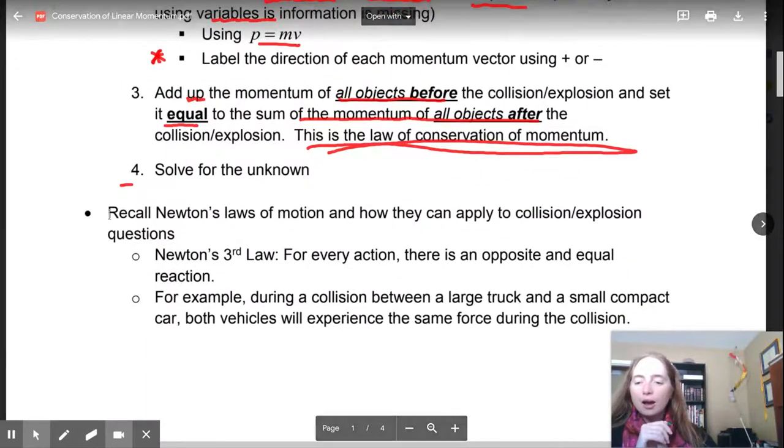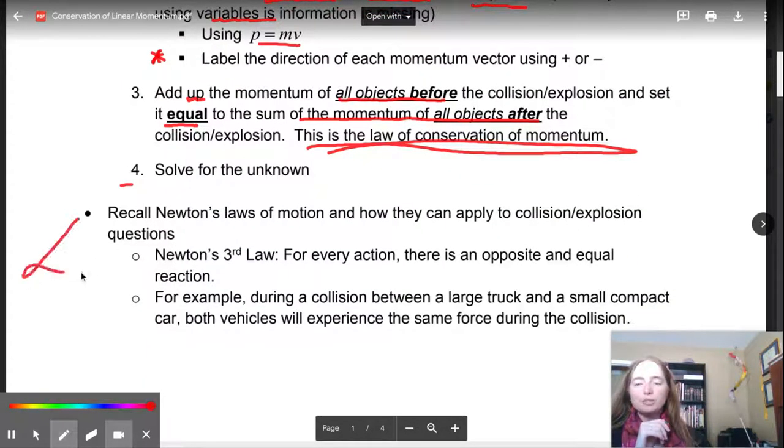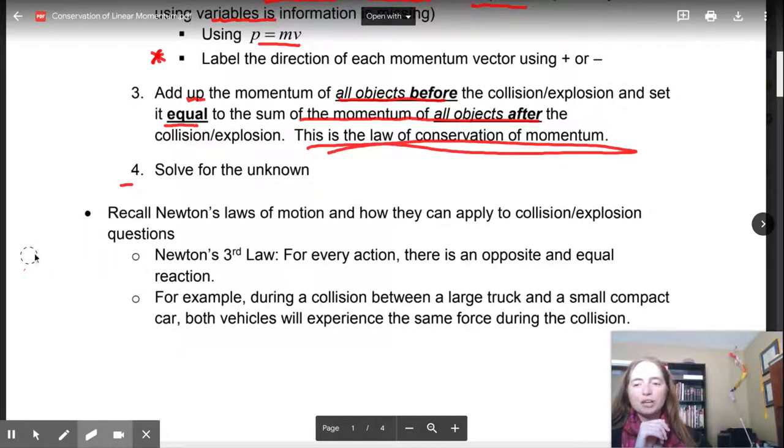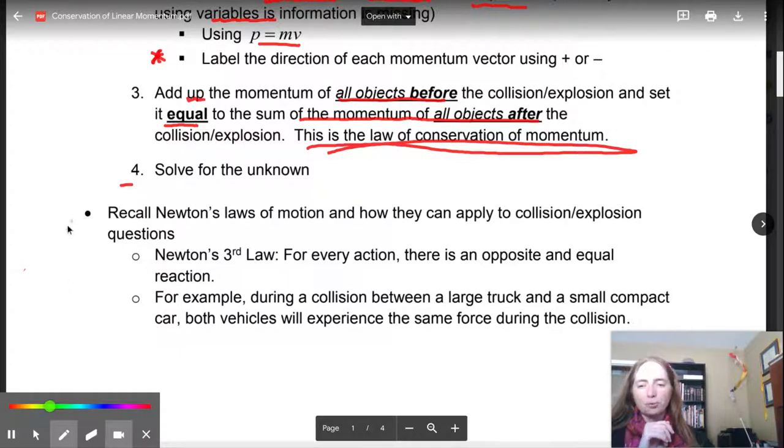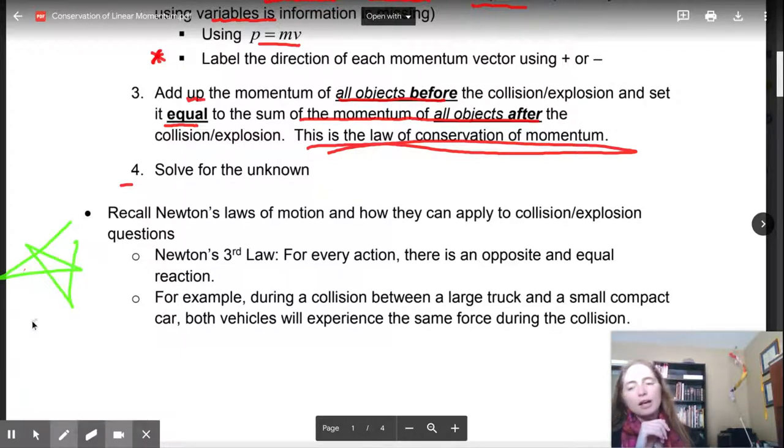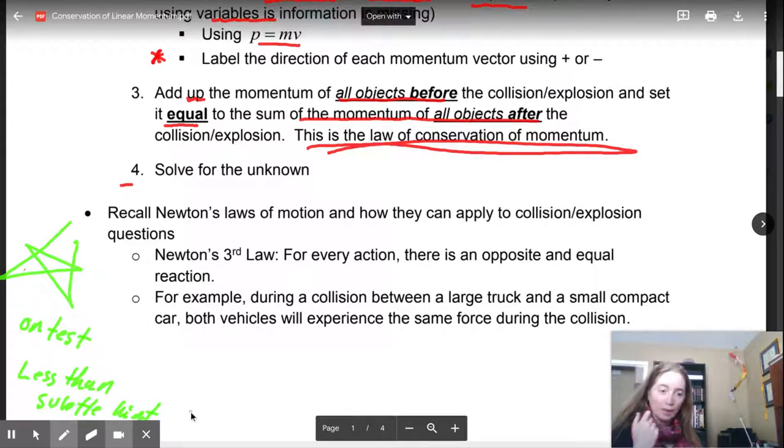I am going to put a huge star beside this chunk. I'm even going to switch colors, to green, and write "on test: less than subtle hint." Whenever I say less than subtle hint, something's on the test, and it's kind of important, guys. This is going to be for your theory questions.